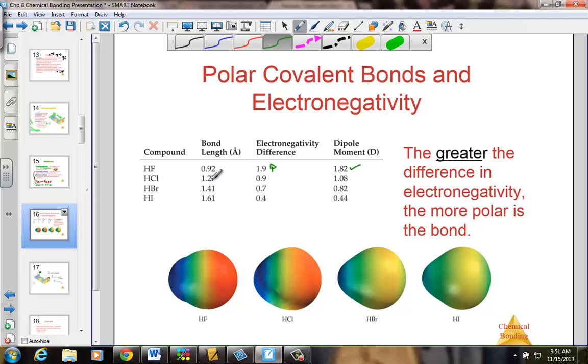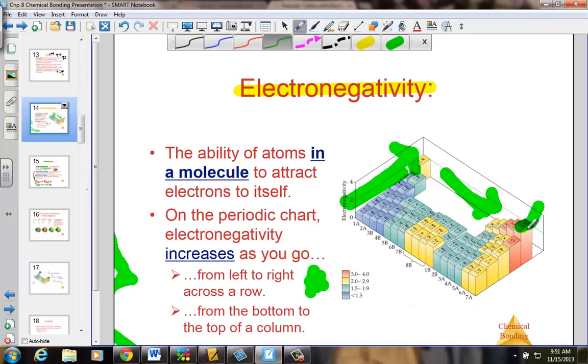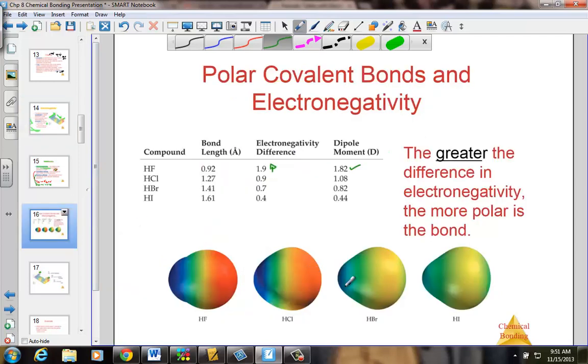HCl, bond length is a little larger. So the H and the Cl are not as close together. HBr an even longer bond, HI an even longer bond, because as we move down the column, the electronegativity is decreasing. If fluorine is the strongest of strong, chlorine a little bit less, bromine a little bit less, iodine a little bit less. You can see the trend decreasing as you go down the column. And when that happens, the polarity of the bond is actually decreasing as well. Chlorine, not as strong as fluorine, so the electron distribution is still very polar, but just not as colorful as HF.